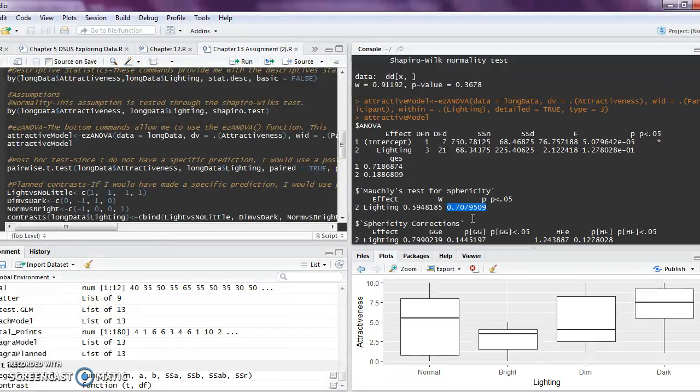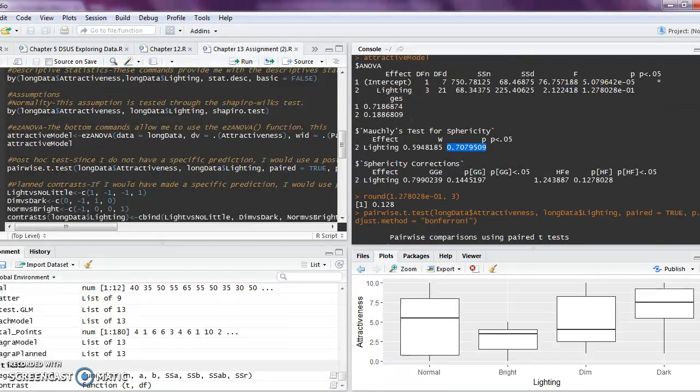However, if we had not met sphericity, then we would have to look at our Greenhouse-Geisser correction and our Huynh-Feldt corrections. I do mention, if the estimates are greater than 0.75, then we would look at the Huynh-Feldt corrections. However, if they were less than 0.75, then we would be okay with the Greenhouse-Geisser. So it's really important to look at your estimates and make sure you look at everything with your data.